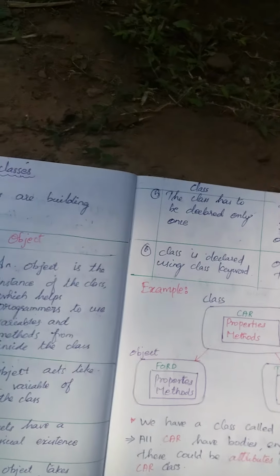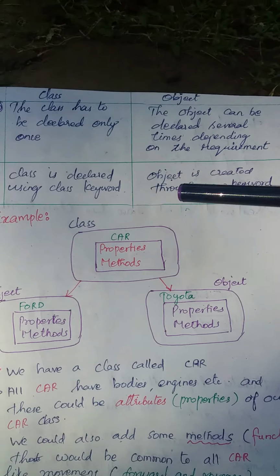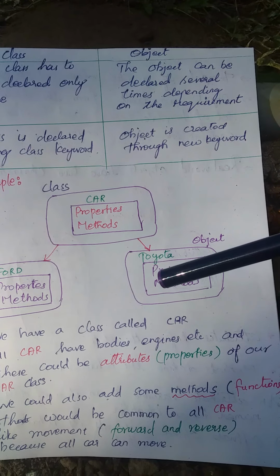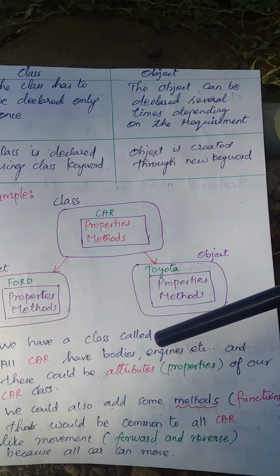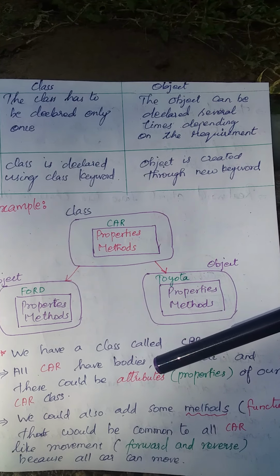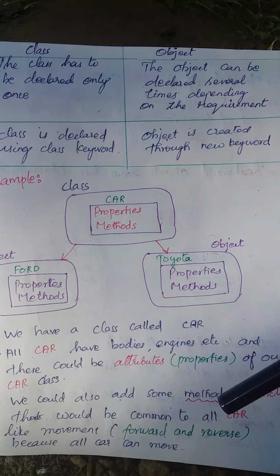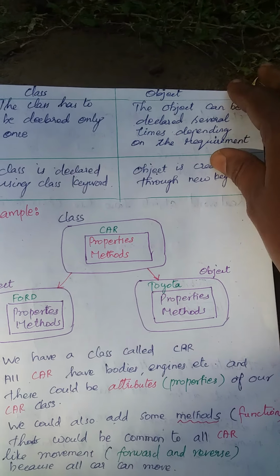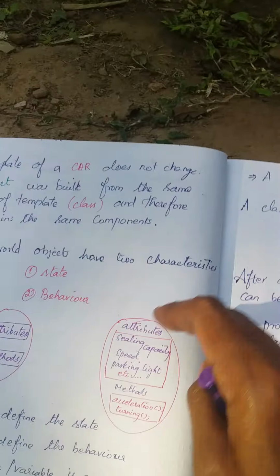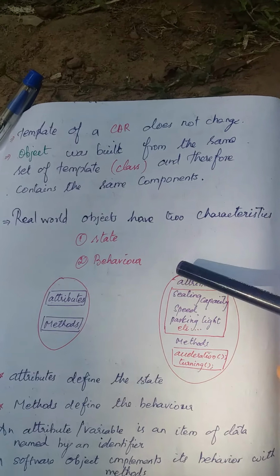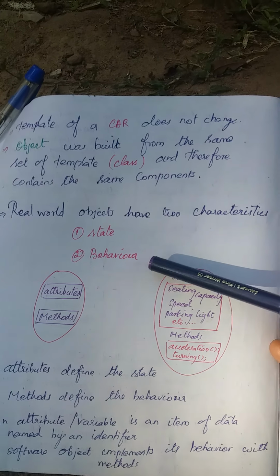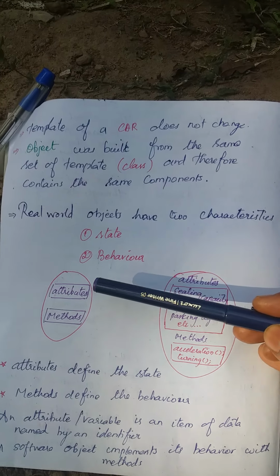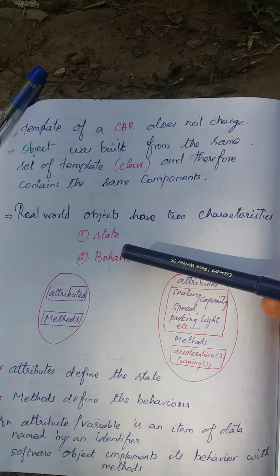Normally we need to know what a property and a method are. The properties can be called attributes. For example, the engine, light, seat are all called properties of a car. A method is a behavior, or it can be called a function, the movement, some activity. Here all real world objects have two characteristics, state and behavior. Attributes define the state, and methods define the behavior.